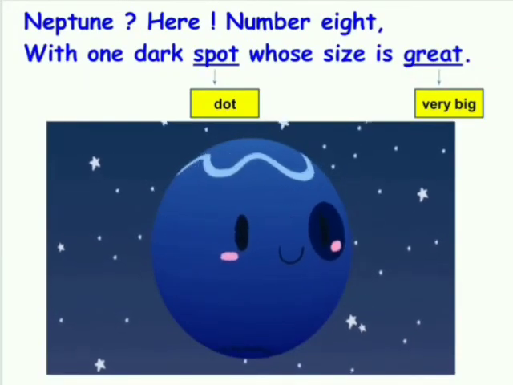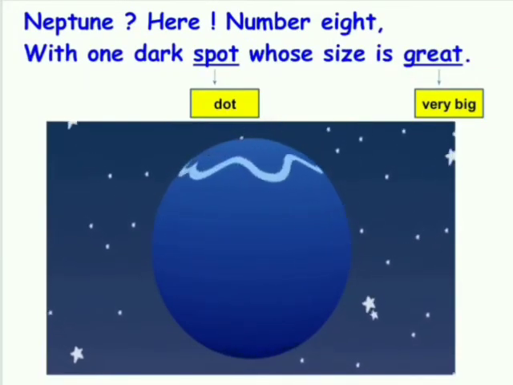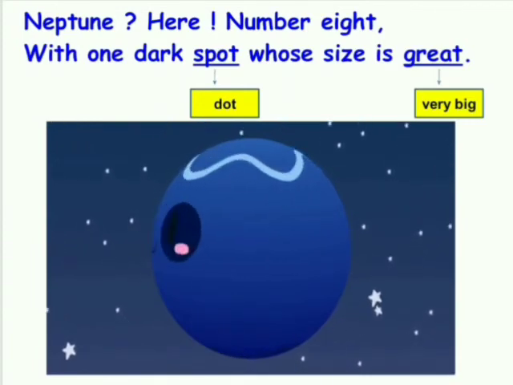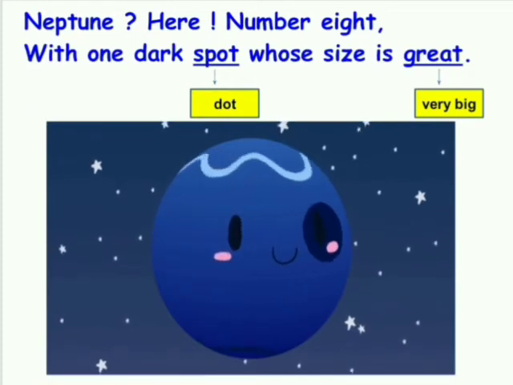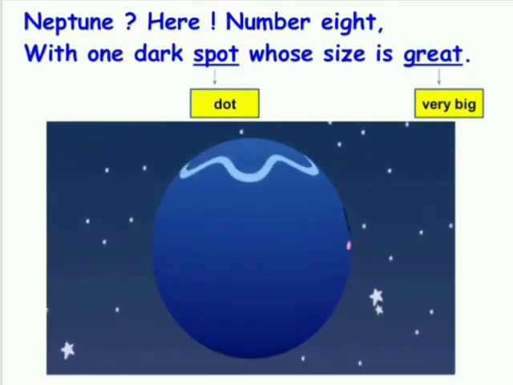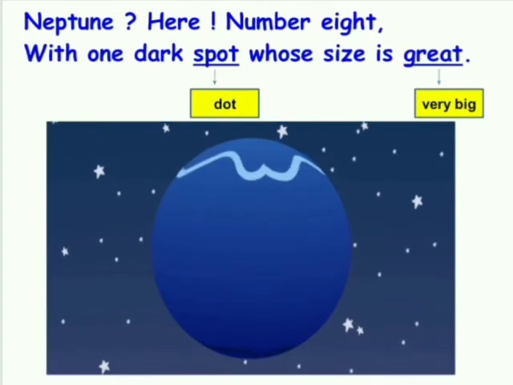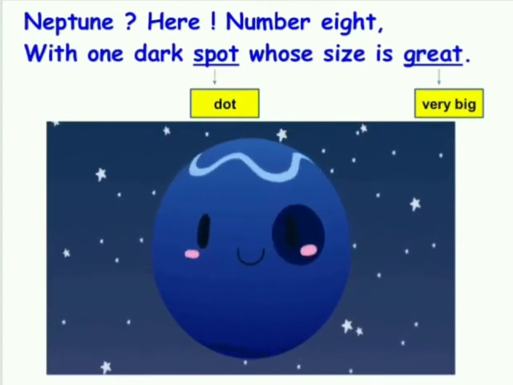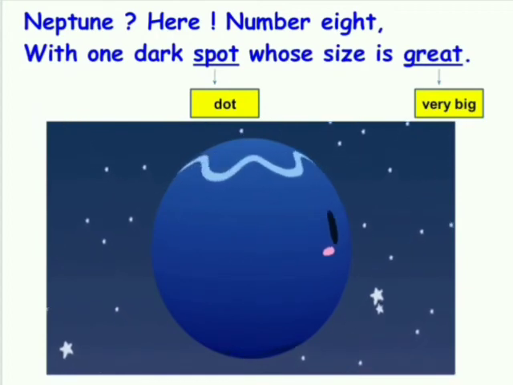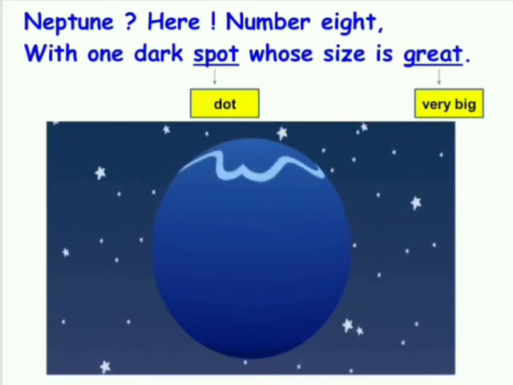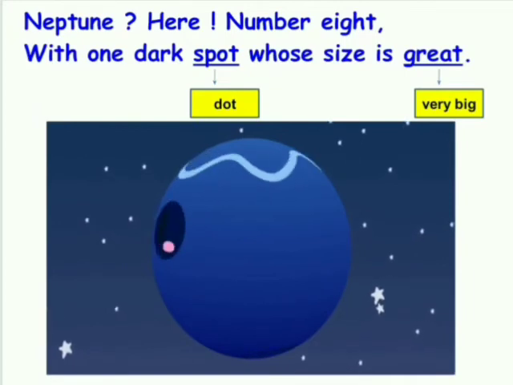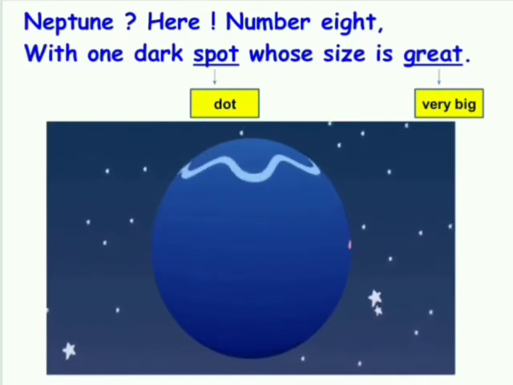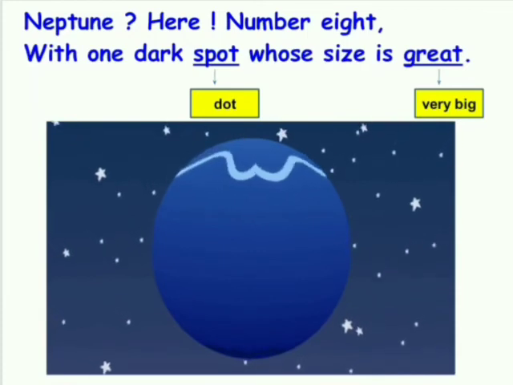Neptune here, number 8, with one dark spot whose size is great. Here, the word spot means a dot and the word great means very big. Neptune is the 8th planet and the farthest from the Sun. Neptune has 14 moons. It is blue in color. Now here we end our planet roll call.